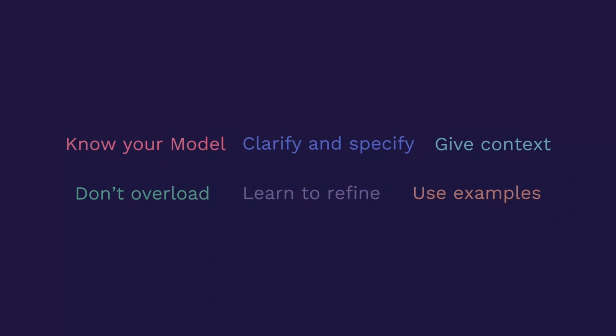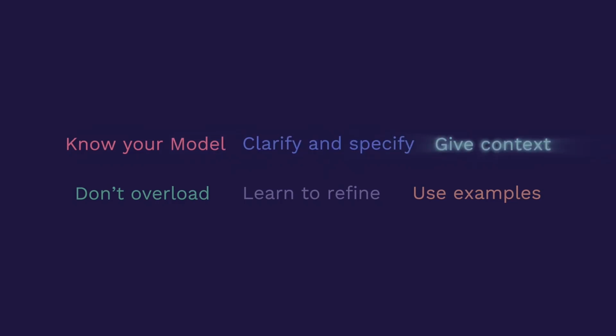For one, you should try to know your model. Test various prompt styles and observe the quality of the response. Spend time interacting with the model that you're working with, whether it be GPT, Gemini, or whatever. Then clarify and specify. The prompt should be clear and specific, leaving little room for assumptions or misinterpretation. Keep in mind, this AI does not know everything about you, so try to be as clear and specific as possible. And then give relevant context as well.